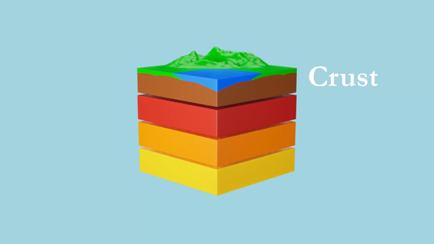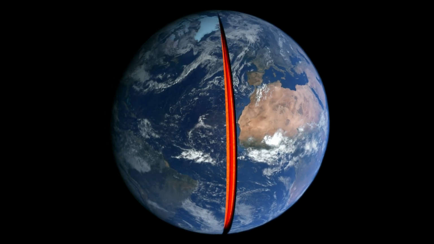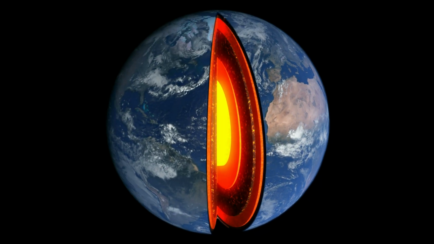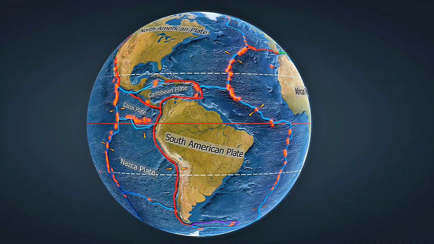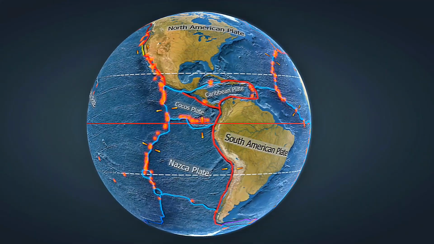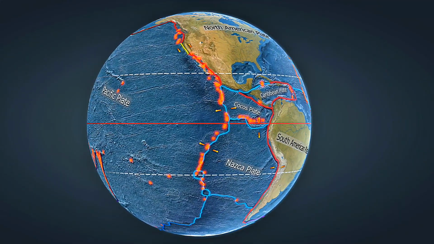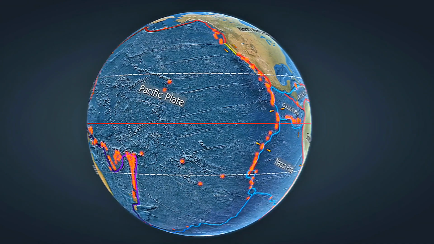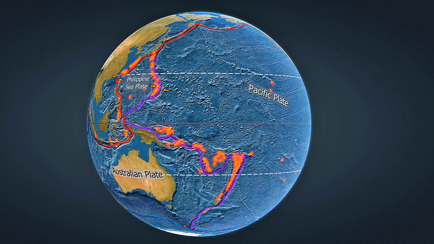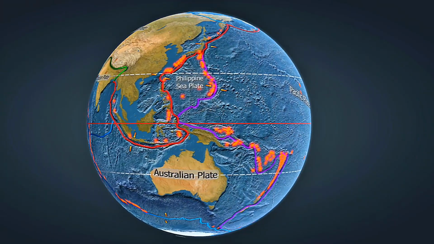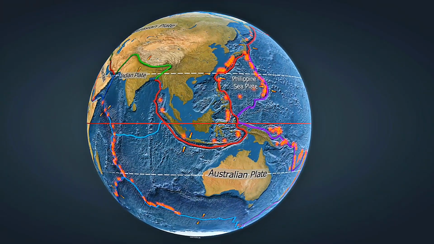Earth's outer layer is called the crust. Beneath the crust lies the mantle, made of hot, slowly moving rock. The crust and the uppermost part of the mantle together form the lithosphere. The lithosphere is broken into large pieces called tectonic plates. These plates float on the softer, slowly moving layer beneath them. Plate movement causes continents to drift and landforms to change over time.